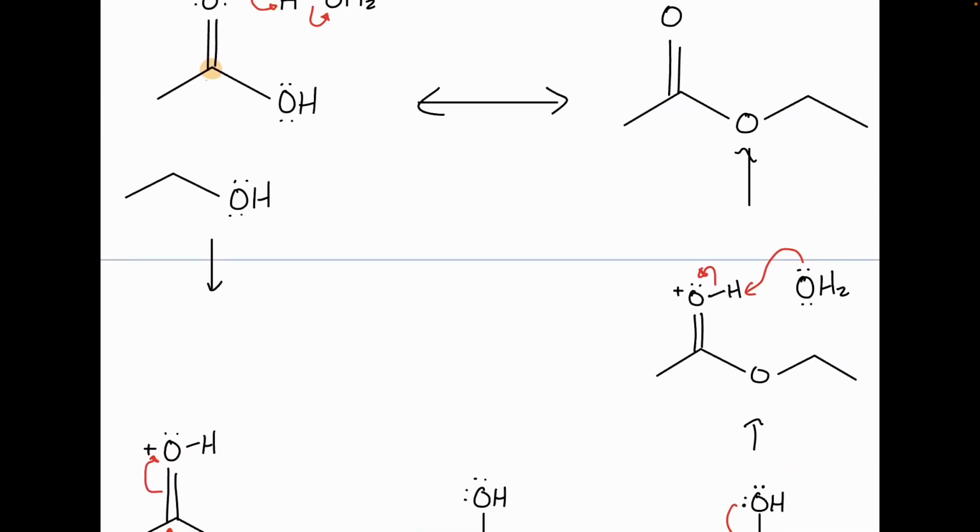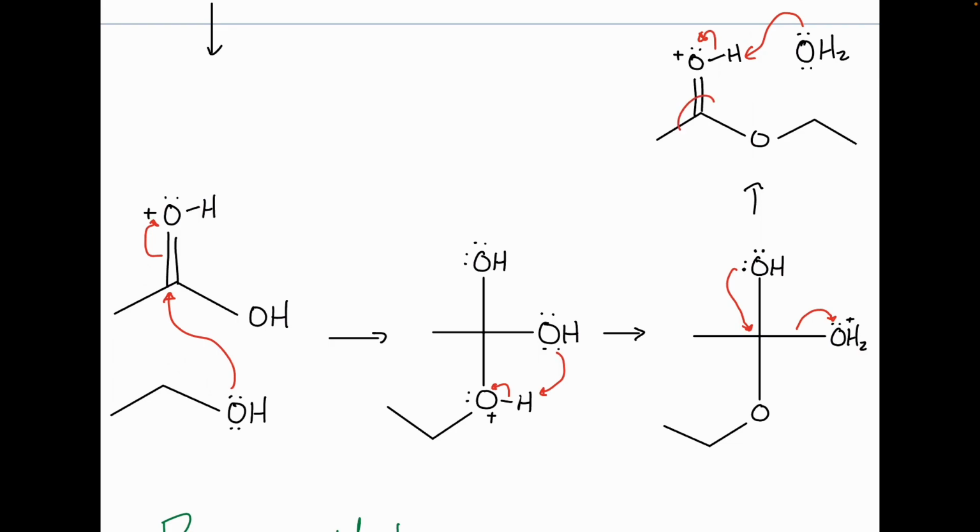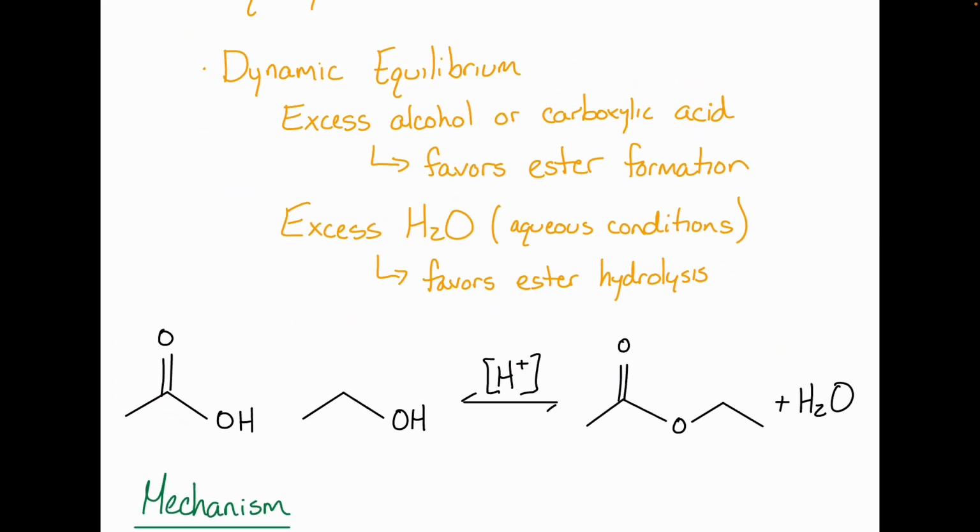Right, so if instead I wanted to do this in the reverse direction here, I would be protonating that ester's carbonyl oxygen. I would have water attacking the ester's carbonyl carbon to form our tetrahedral intermediate. All these intermediates would be the same. We would just have to redraw our arrows to go in the reverse direction. Okay, so dynamic equilibrium, let's say specifically under acidic conditions.